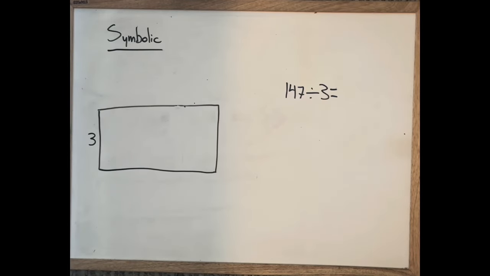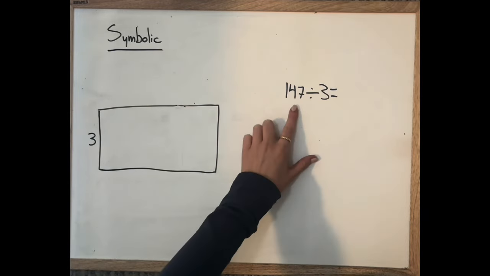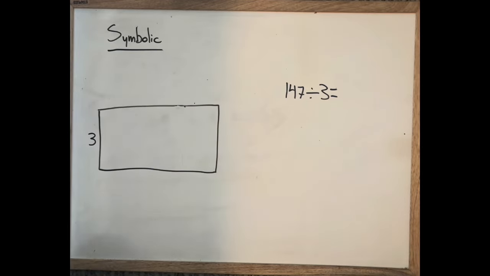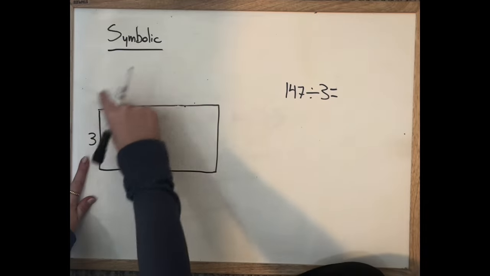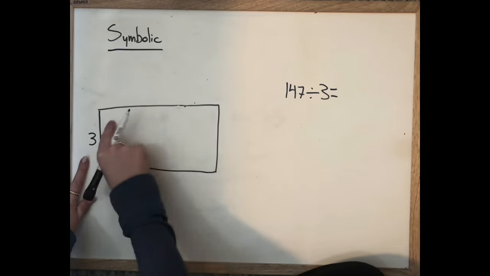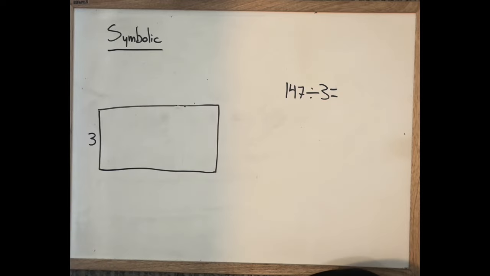We'll be looking at our equation 147 divided by 3, and we're going to represent it symbolically using the area model. So to use the area model, I want my area to give me 147 on the inside, the area of my rectangle here. So I'm going to take my 3 and put my 3 on this side and figure out what I need to multiply my 3 by to add to give me the area of 147.